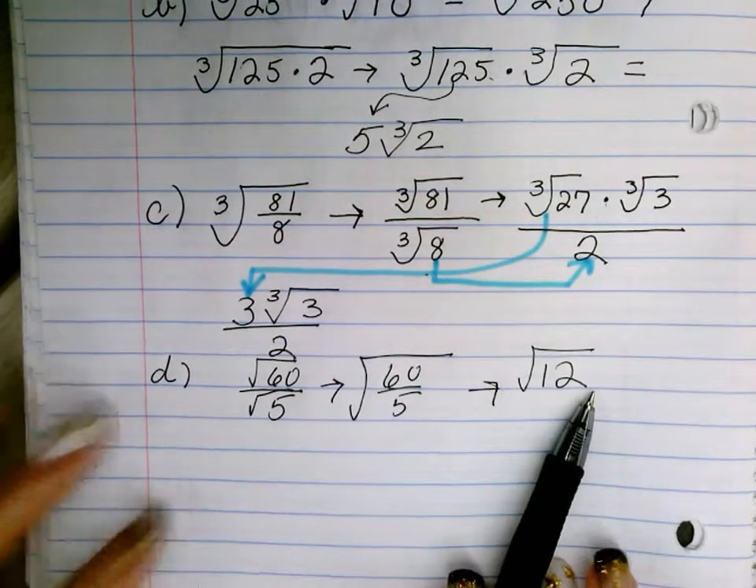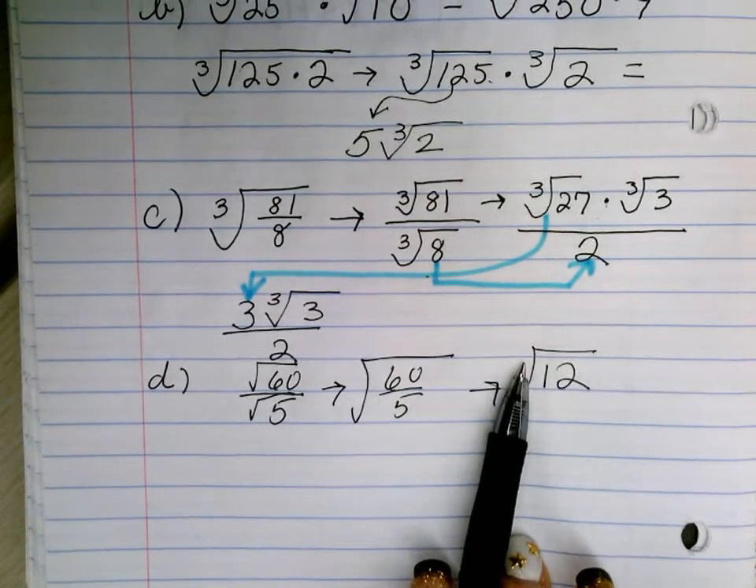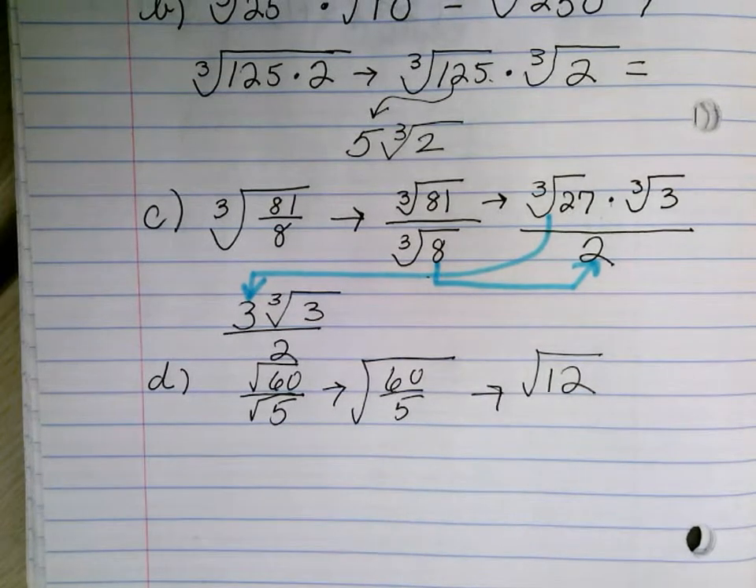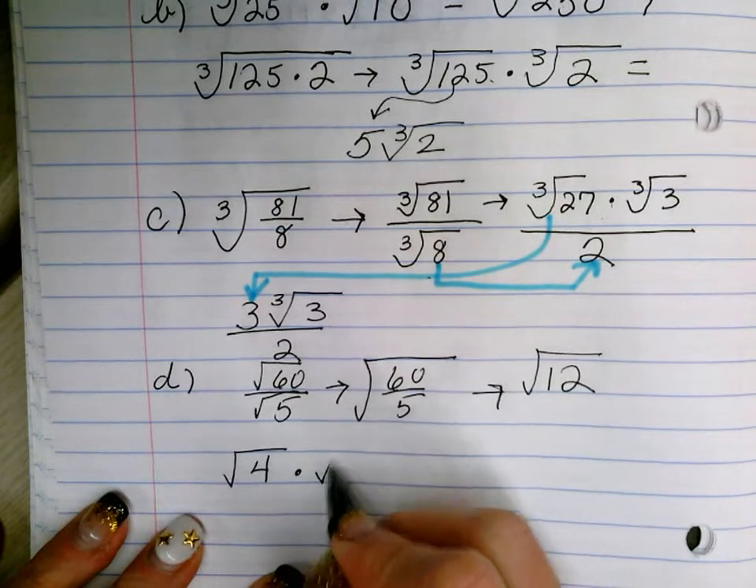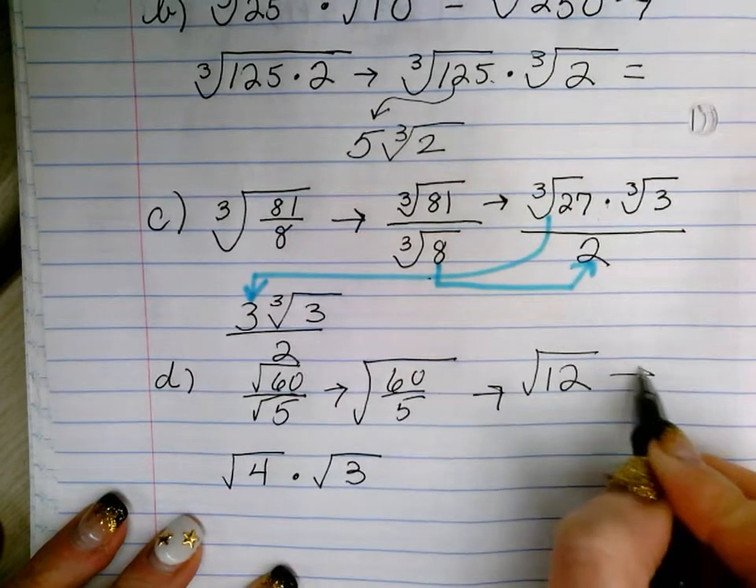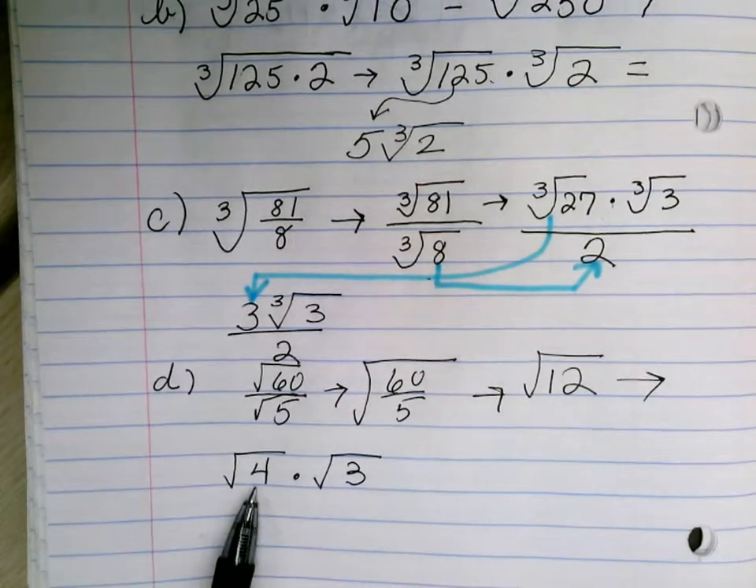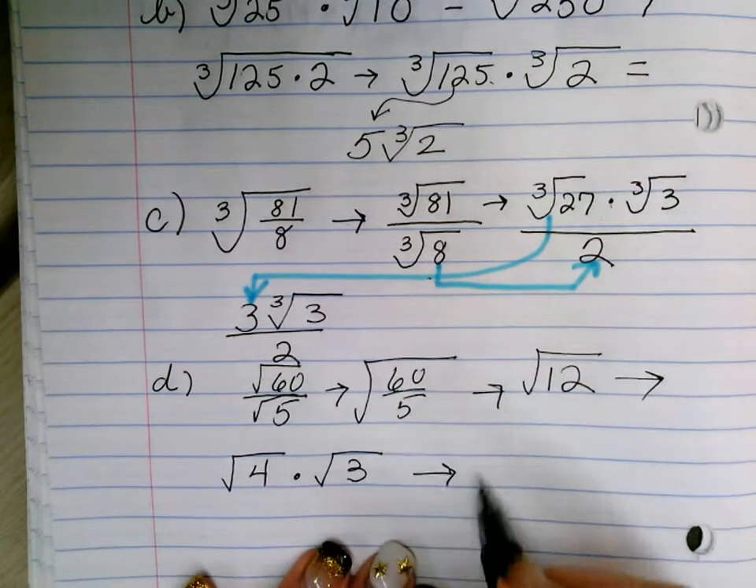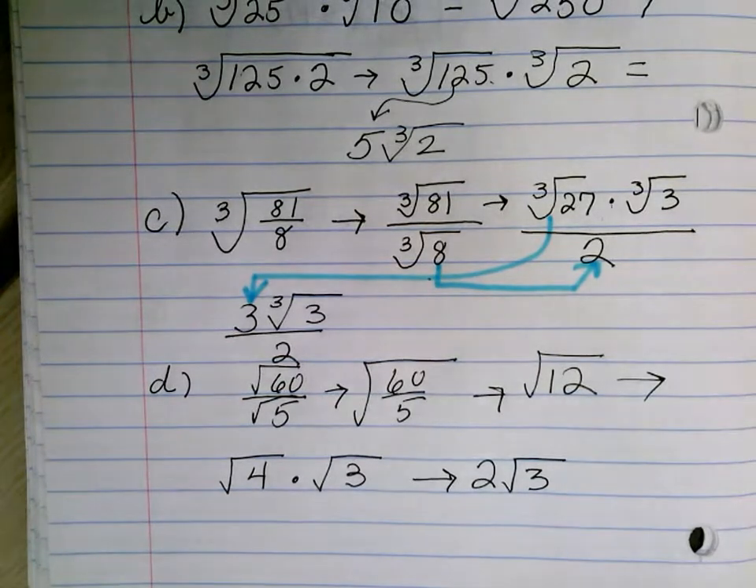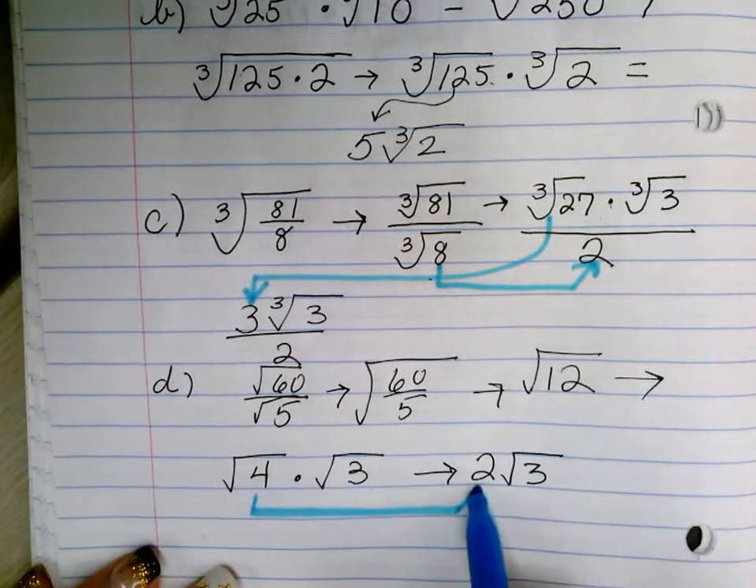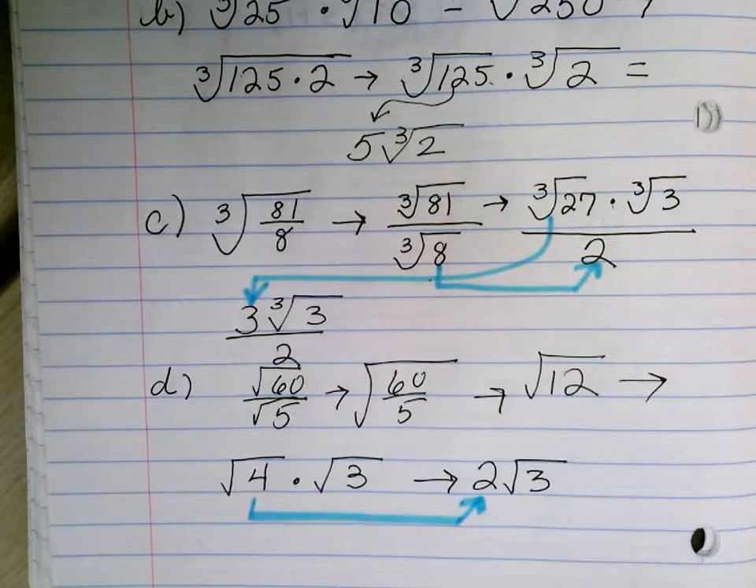Now, let's look for perfect square factors because we're not looking for a cube, we're looking for square. 1 and 12, no. 2 times 6, no. 4 times 3, yes. That means the square root of 4 multiplied by the square root of 3 is the next step. That is a perfect square. It comes out of the radical. 2 multiplied by the square root of 3 is the simplest form for D. Can't go any further than that.